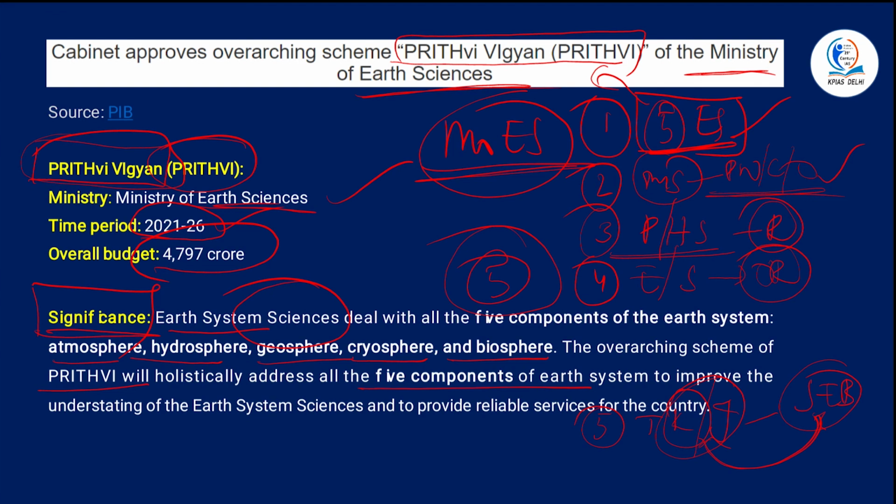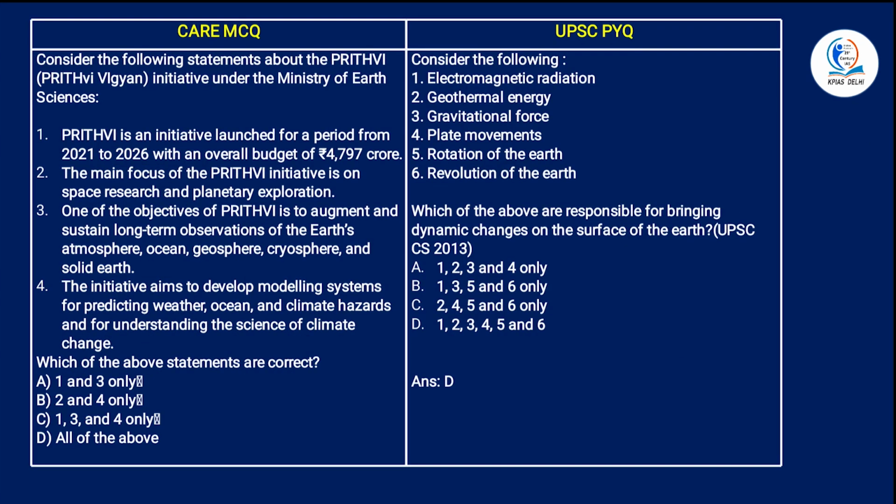So now let us look at an MCQ based on the above discussion. Consider the following statements about the Prithvi Vigyan initiative under the Ministry of Earth Sciences. First option: Prithvi is an initiative launched for a period of 2021 to 2026 with an overall budget of 4,797 crores. We have seen this in our early discussion. So this statement stands true.